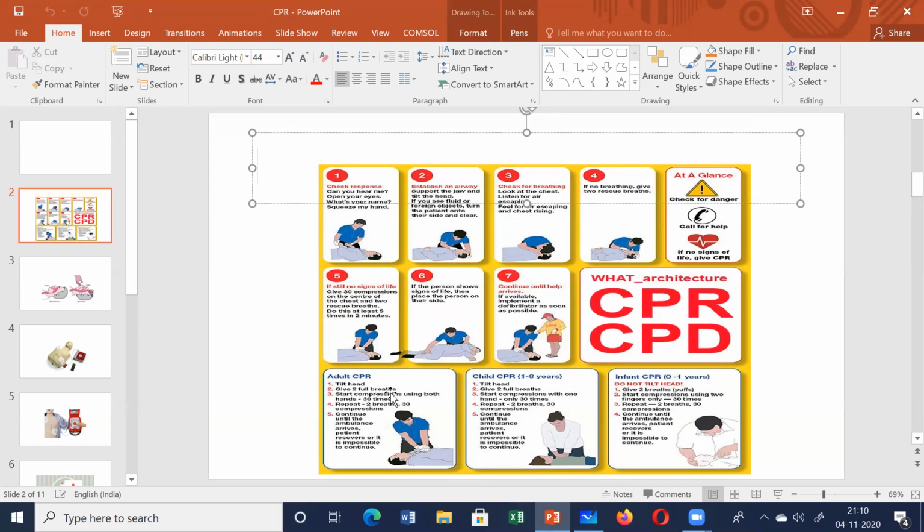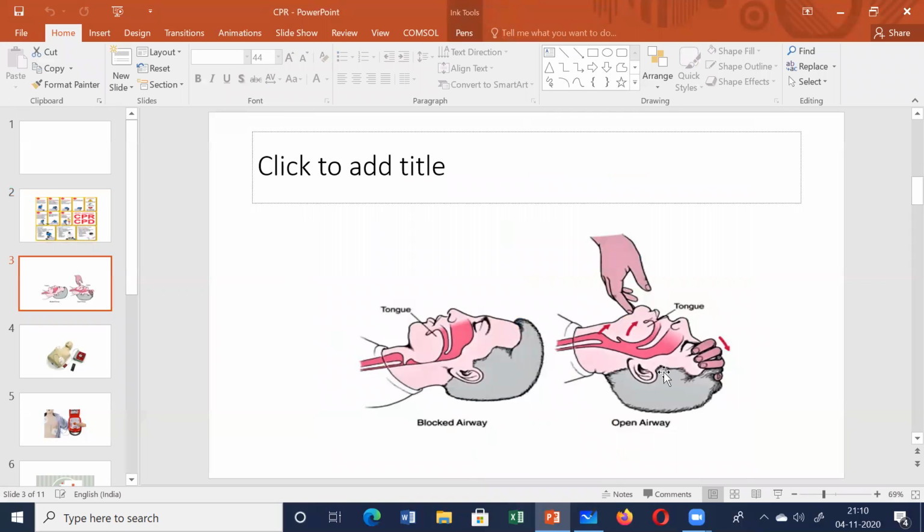And in adult CPR, look at this one, how he's lifting the chin and tilting the head. This maneuver is called a head tilt chin lift. The rescuer who is confident, a trained rescuer, should lift the chin and tilt the head. In this way, he can open up the airway.